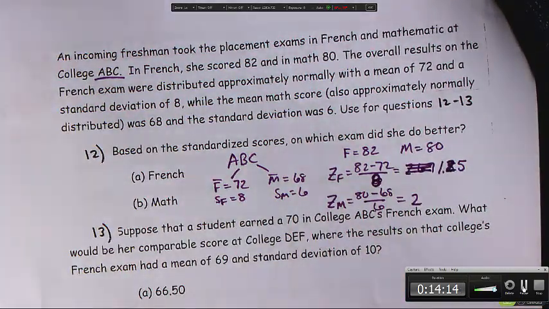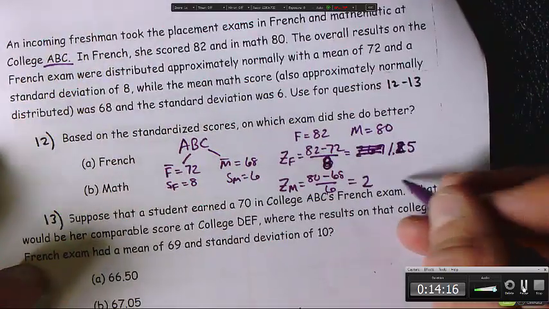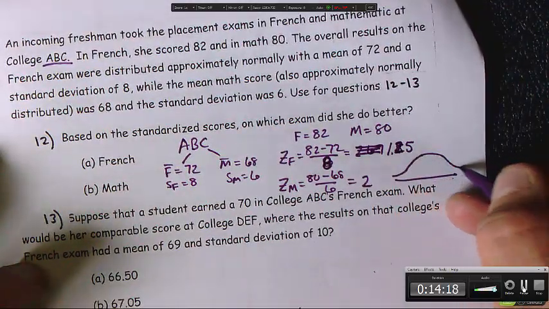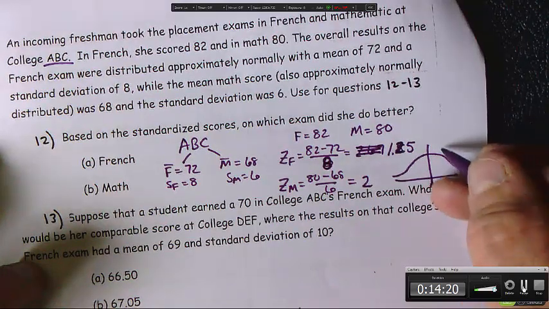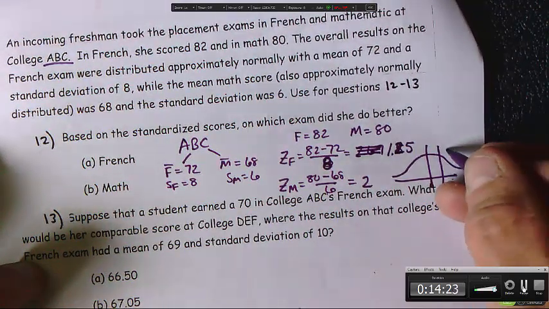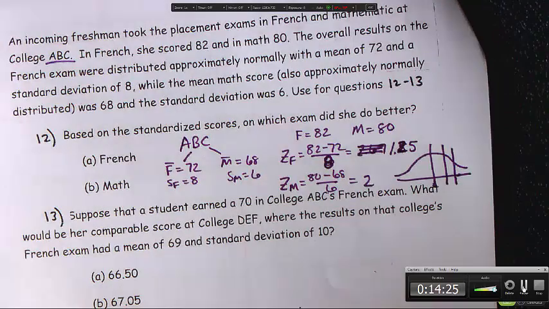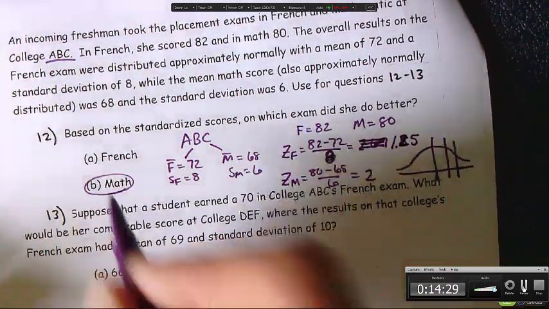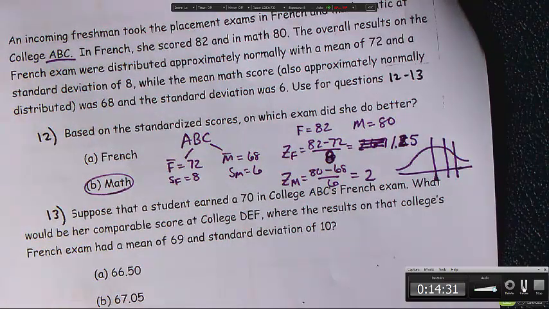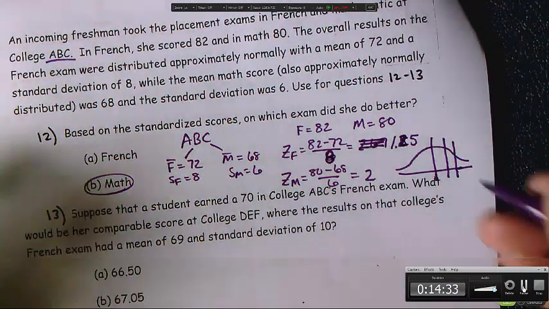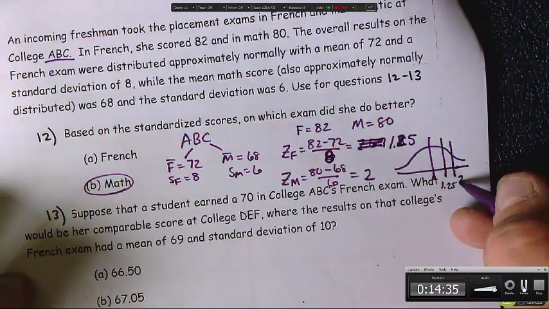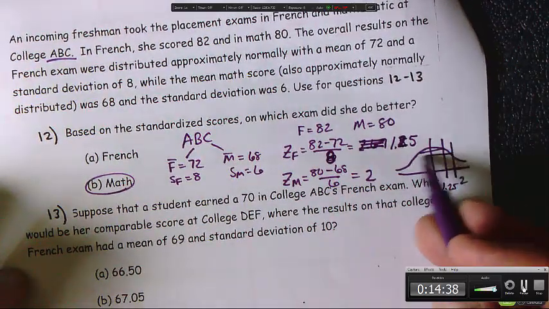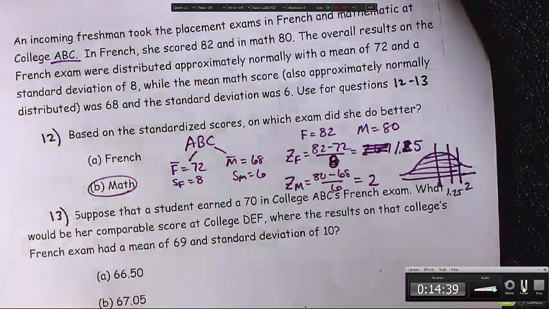All right, so when we think about this in terms of a graph, here's 0. A z-score of 1.25 would be here. A z-score of 2 would be here. She's in the higher percentile having a z-score of 2, so she did better in math. Because remember, percentiles, p-values, represent the amount of data below the interested value.